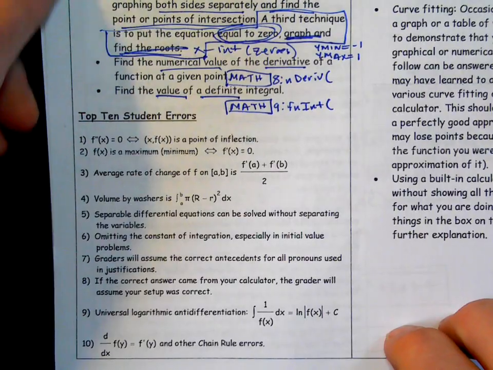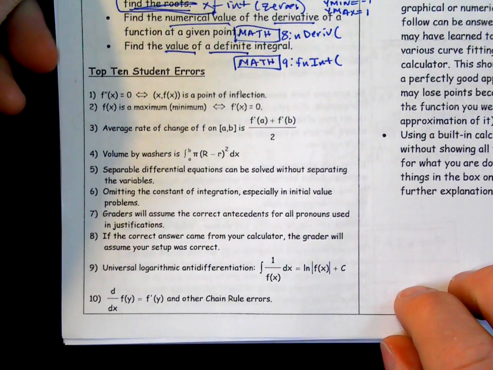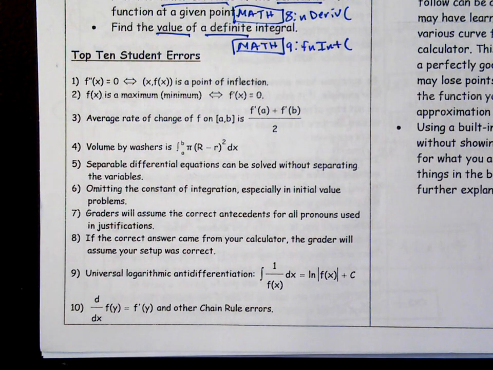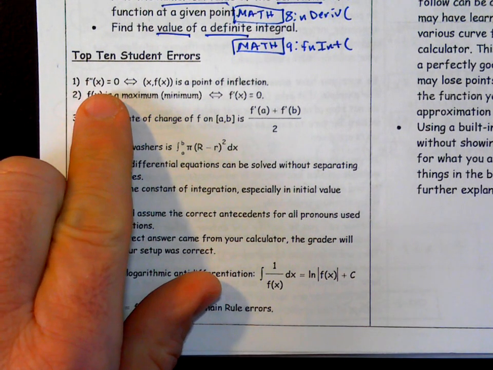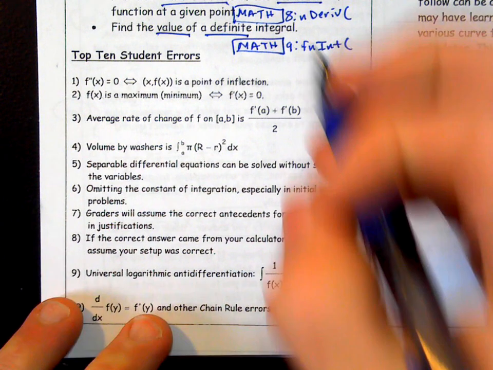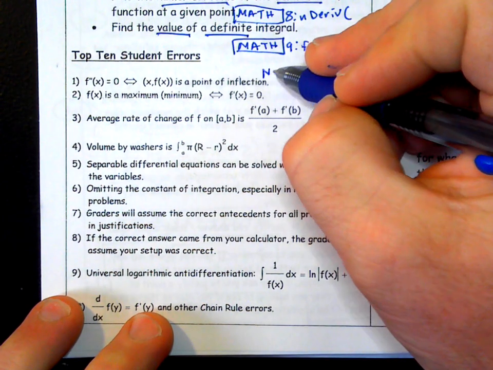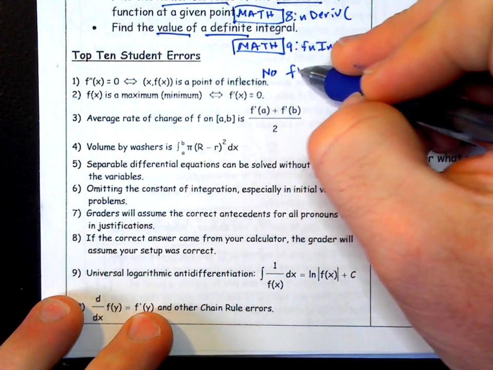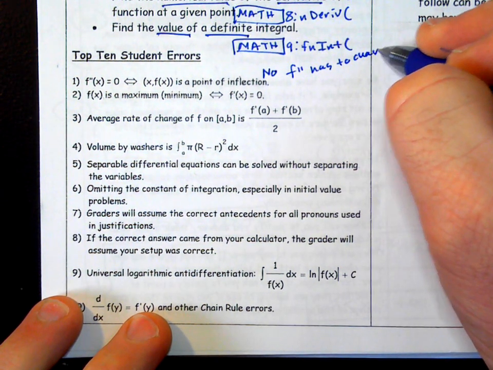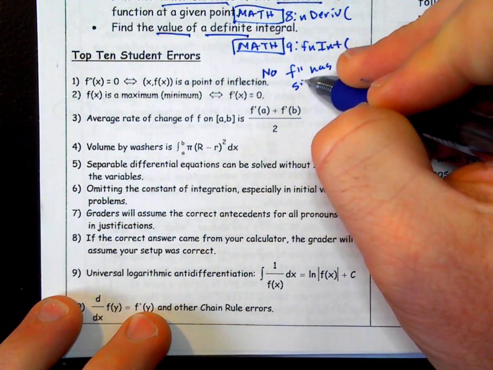The other part I want to talk about is the top 10 student errors, which you might want to pay attention to. These are common mistakes. First: f double prime equals 0, that means you have an inflection point. No, not necessarily. f double prime has to change signs.